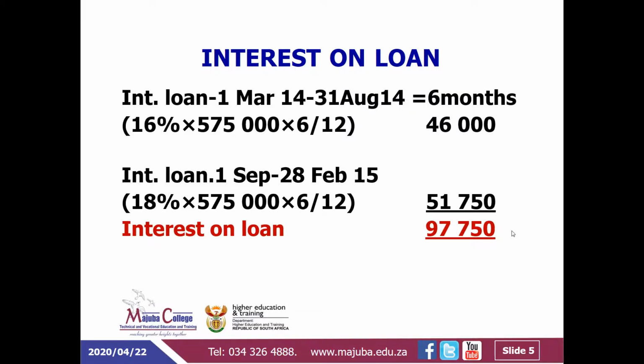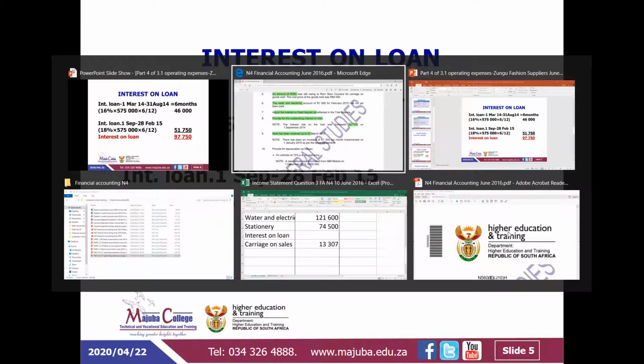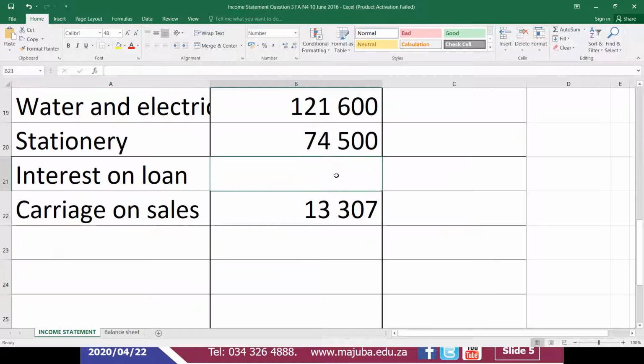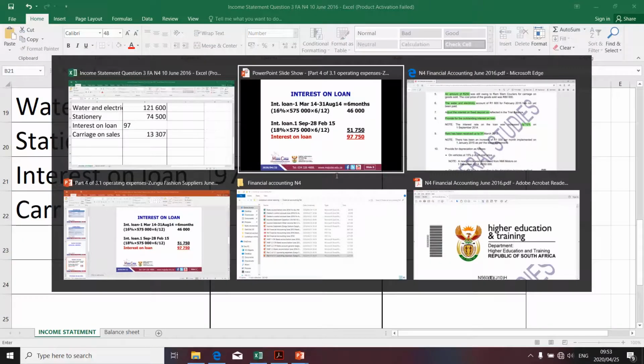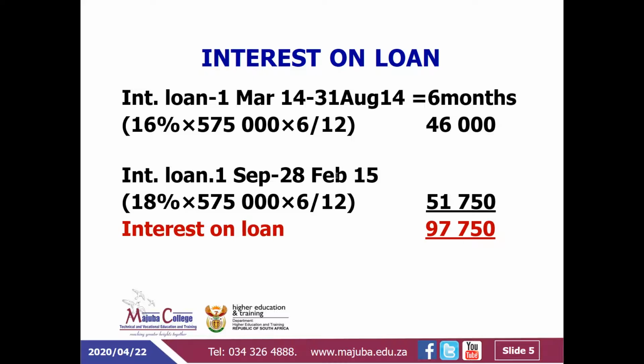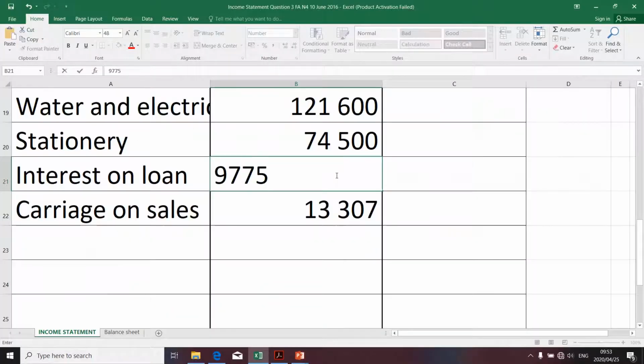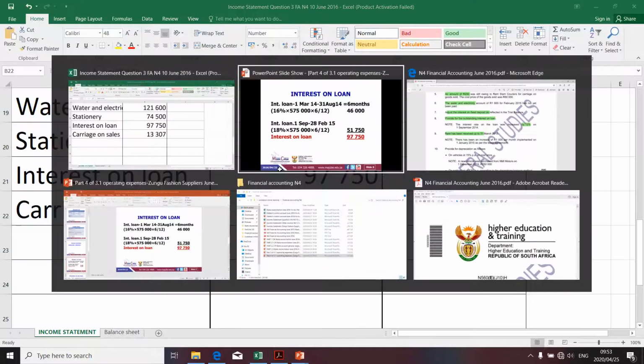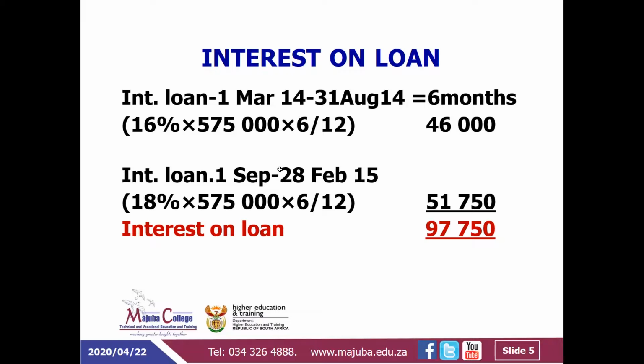I'm just going to copy this amount. I'm going to transfer that amount to the income statement. There you go. I've already explained the amount. It's 97,750. Of course, there are various other ways you can employ in calculating that amount. I will not discuss all the ways because it will be time consuming. I always advise students to find the method that suits you better and stick to that method.